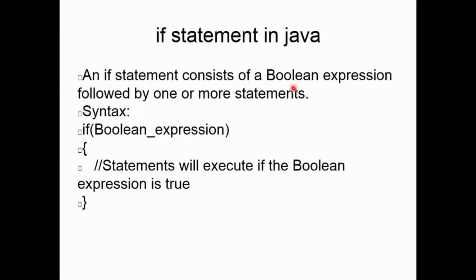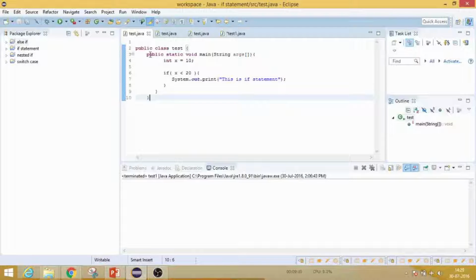An if statement consists of a Boolean expression followed by one or more statements. Syntax of if statement is: first comes the if, then the Boolean expression or any statement which is to be evaluated, then the statement that will be executed if the Boolean expression is true. Let's now take an example of if statement in Java.